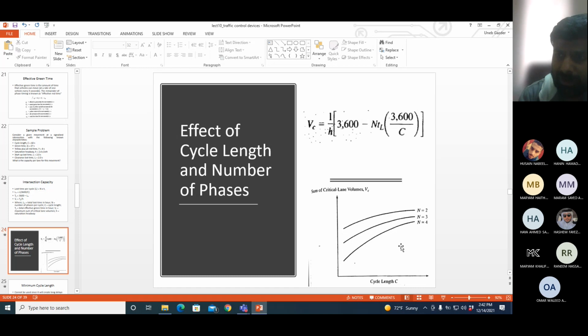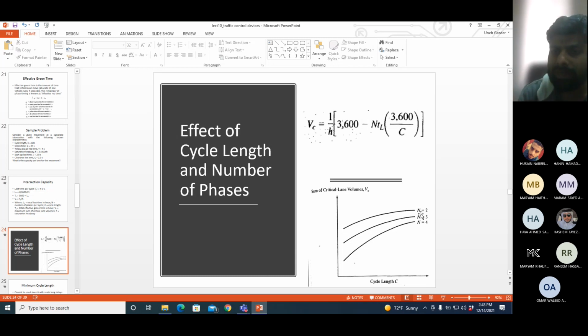On these curves, you can see two trends. The first trend is when I increase the cycle length, capacity increases. Why? More cycle length means more green time for every movement. So more green time, capacity will increase.